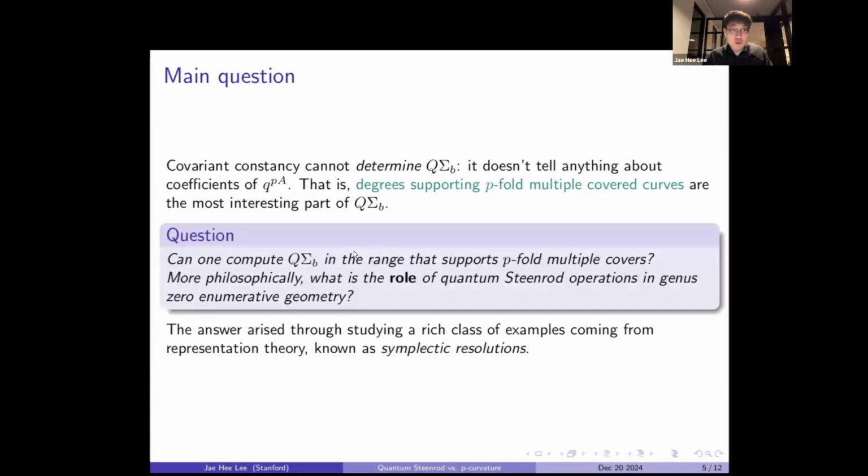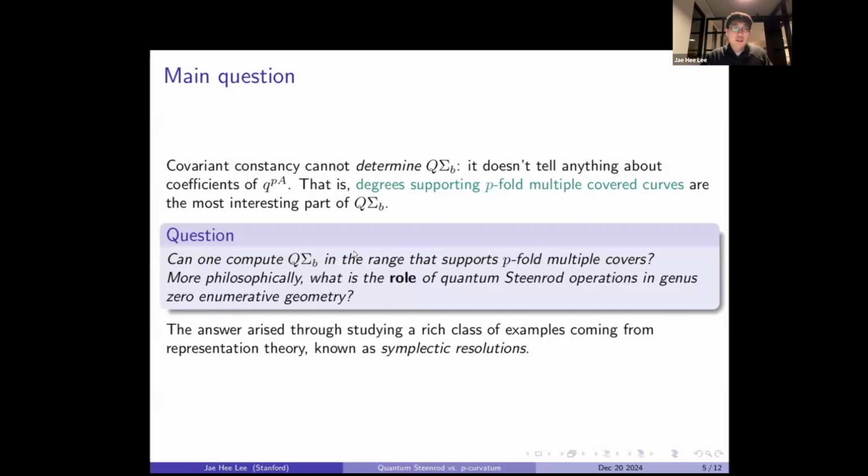So this leads to a natural question, which is how can one fully compute these quantum Steenrod operations, including in these ranges of degrees that possibly support p-fold multiply covered curves, so things that are P divisible. And perhaps a different way to phrase this question is: what is the information that is stored in these P divisible degrees, or what is the enumerative meaning of the quantum Steenrod operations? This was an open question, and this latter formulation is somewhat open-ended as well. And this result is my attempt at answering this question.